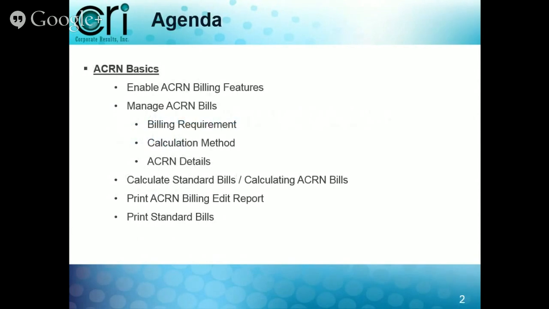The basic agenda for today is we are going to go over the basics of an ACRN setup. So we will be talking about enabling the billing features themselves, and how we're going to manage those ACRN bills. You see here we've got three different areas we'll cover: the billing requirements, the calculation methods, and the ACRN details. We'll also be covering how to calculate standard bills, which needs to be done prior to calculating the ACRN bills themselves, printing the ACRN billing edit report, and printing standard bills.